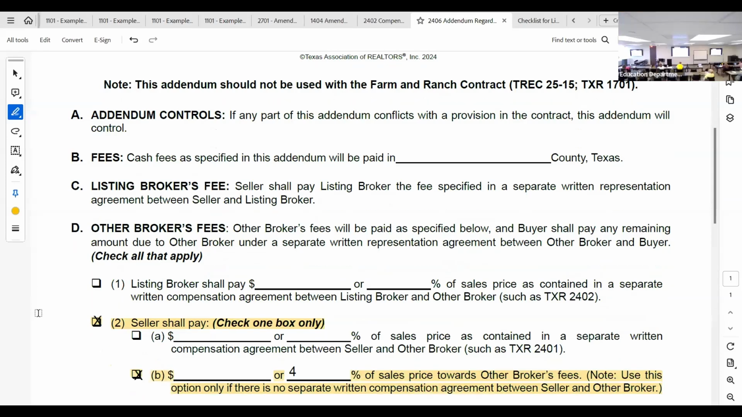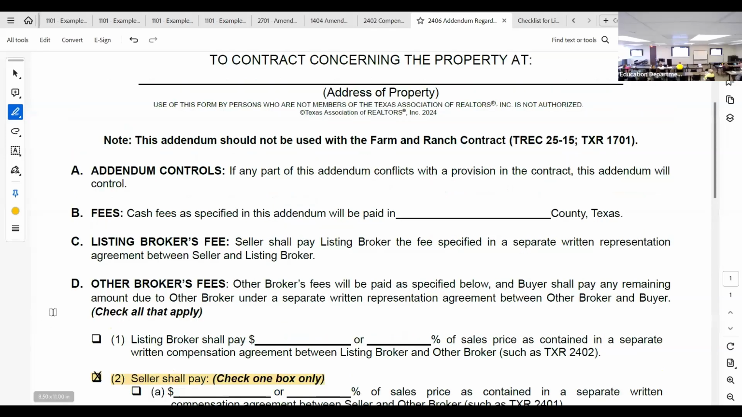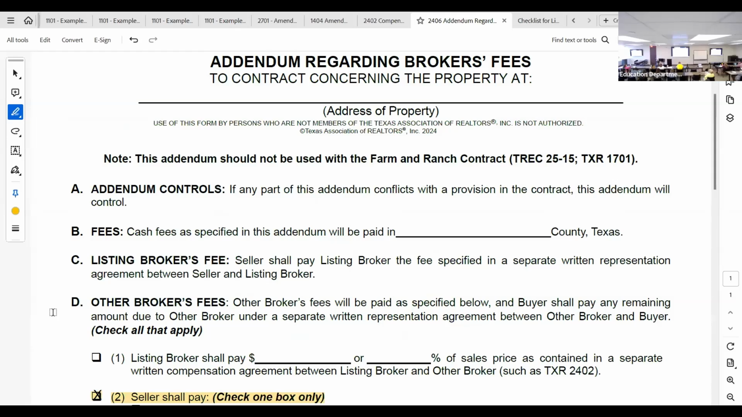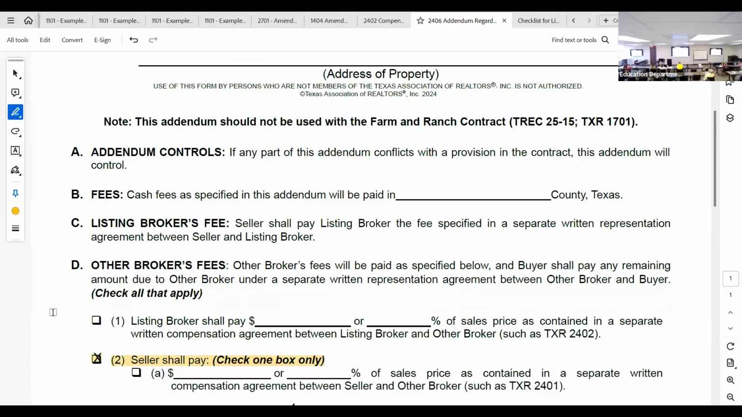Marilyn, I have a question. If I have a listing and I receive the compensation agreement from a buyer's agent, and my seller is not paying any commission to them, where would I put 0? Or how would I document that they will not be paying any type of commission?